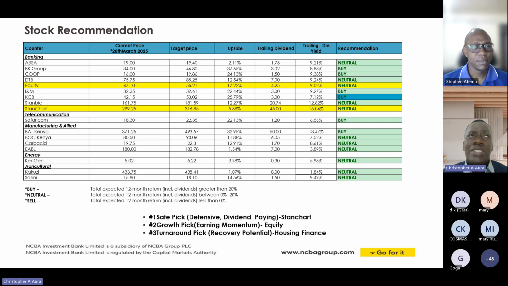For Sanlam also, we have seen Sanlam prices really rally. This is not only because of the announcement of the rights issue, but because of the performance. But the rights issue also has an impact, because people are buying into the shares so that they qualify to buy the rights.